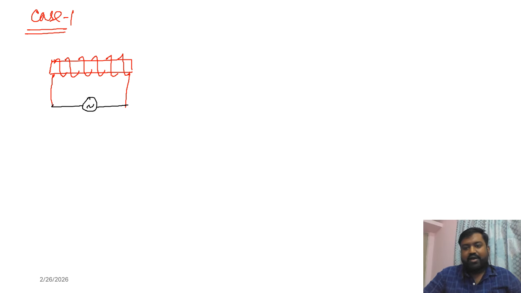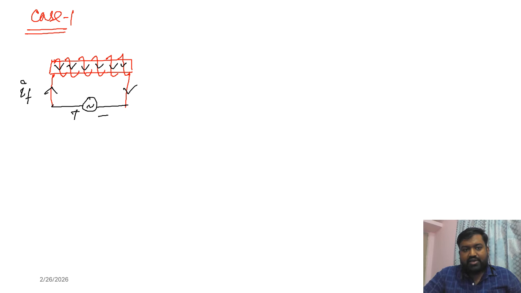It may be an AC source. Now the current I will send from the left hand side. The current is entering from this side, flowing across this wire, and coming outside. This is suppose the field current I am giving.